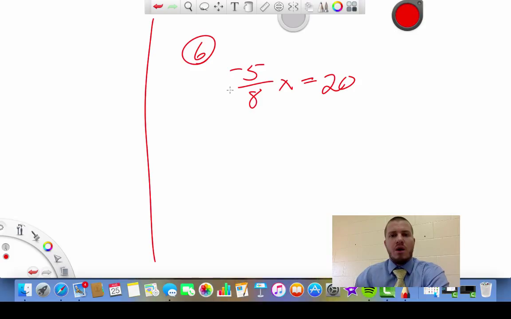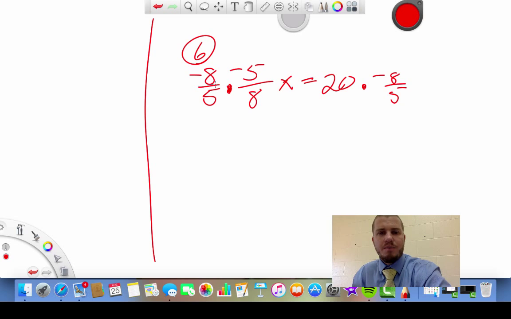So when I have this type of problem, normally I would divide by negative 5 over 8 to both sides, because that's what's being multiplied to my variable. Well, in this case, it'd be dividing by a fraction. So instead of dividing by a fraction, we're going to multiply by the reciprocal. So the reciprocal is going to be negative 8 over 5. And I also multiply this side by negative 8 over 5.